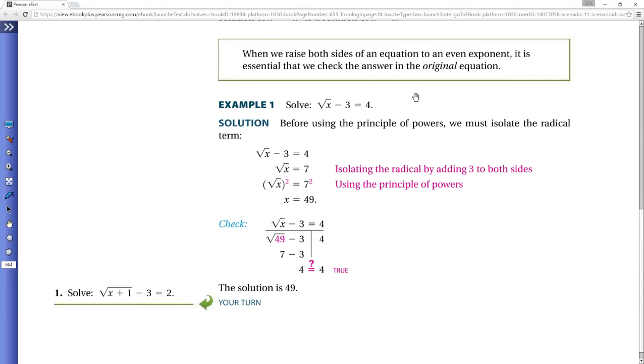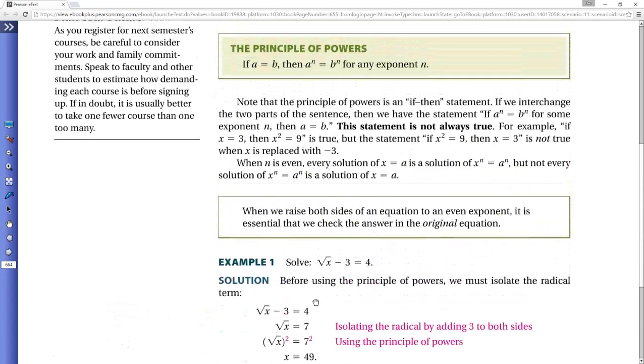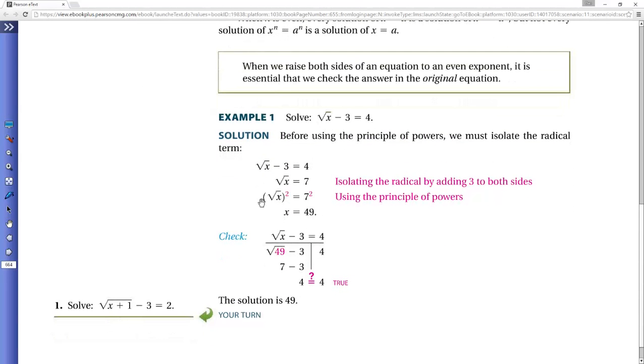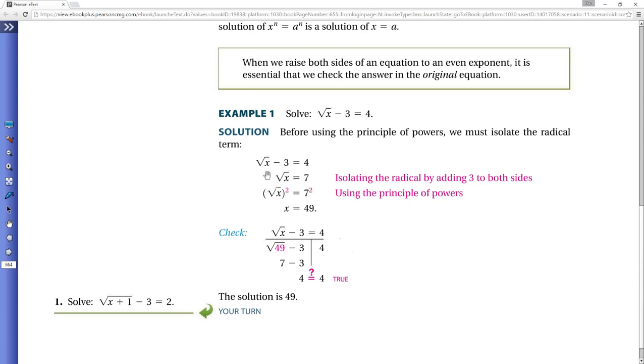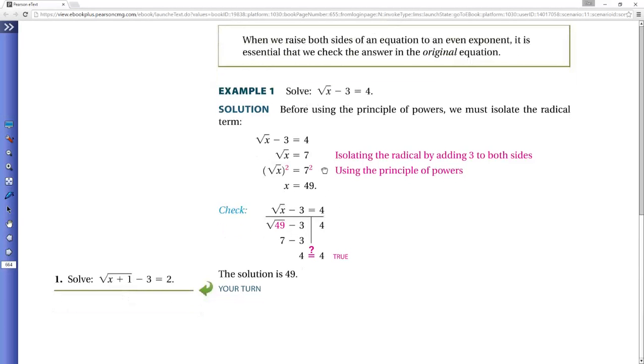Let's look at example 1 here. It says solve the square root of x minus 3 equals 4. Well, the first thing is to isolate the radical, or in other words, solve for the radical, or the square root of x in this case. So when we go here, we'd add 3 to both sides, and we get the square root of x equals 7. Well, using this principle of powers here, I want to get x, so I can square the square root of x, and I have to square the other side, and we get x equals 49. And then we need to check in the original. Is the square root of 49 minus 3 equal to 4? Yeah, and it does check.